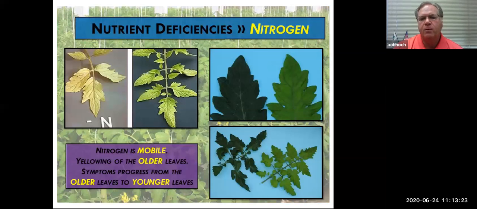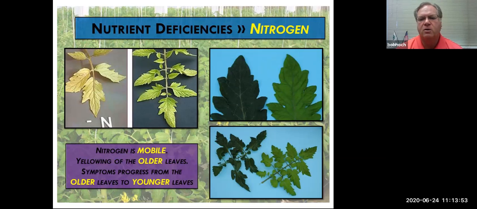A few little deficiency images here. Up at the top, the pair of leaves there, the one on the left-hand side where it has the -N, it's much more pale. I would suggest that we note that in comparison to some of the other ones that you're going to see a little bit later, you tend to have uniform discoloration across the entire leaf. So the veins are not strikingly different than the area between the veins.